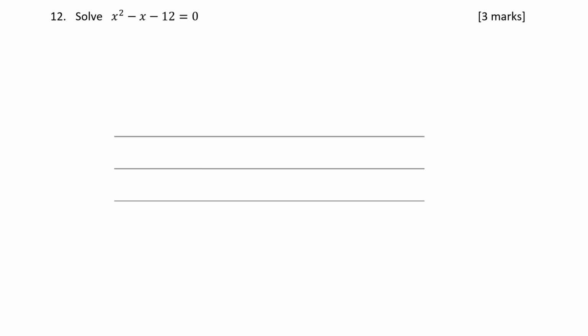Question 12. Solve x squared minus x minus 12 is equal to 0. So this is a quadratic equation. It's already equal to 0, so we should be able to factorize and solve it that way. It's a non-calculator paper, which leads me to believe that we should be able to solve it by factorizing. Also, they're not asking the answer to be written to 2 decimal places or anything like that. So I'm going to give a crack at factorizing this then.